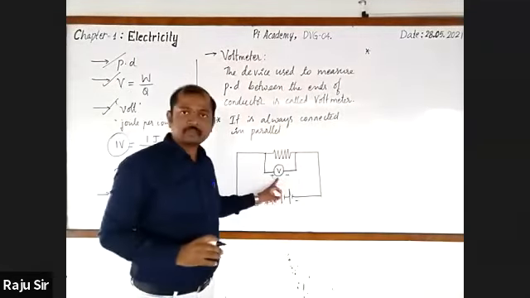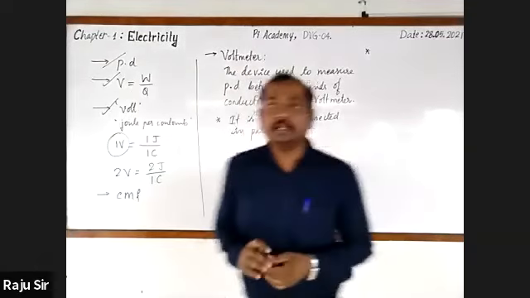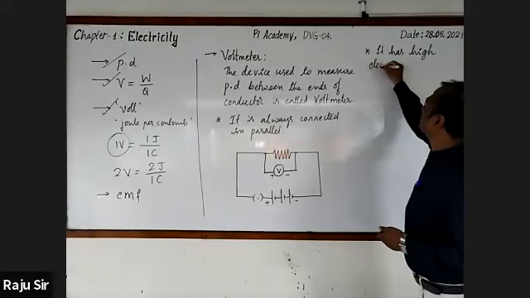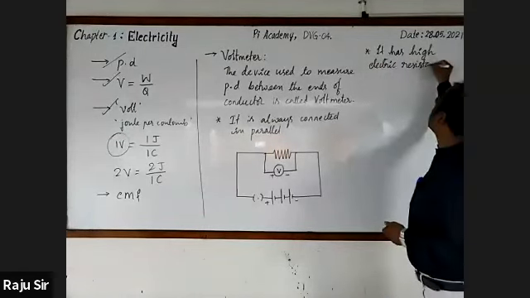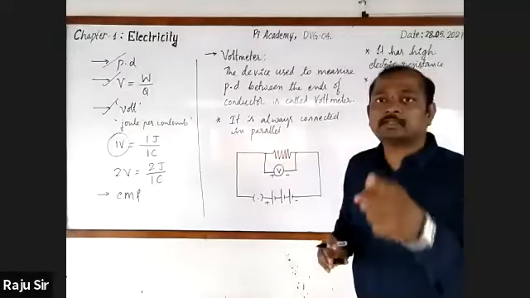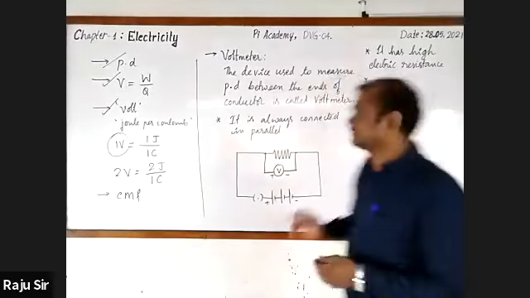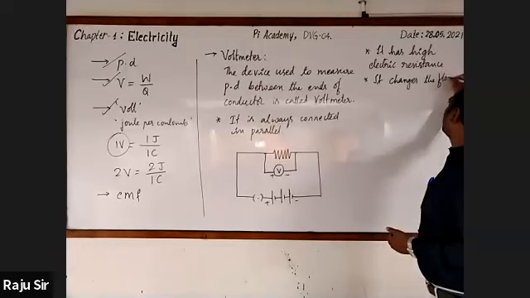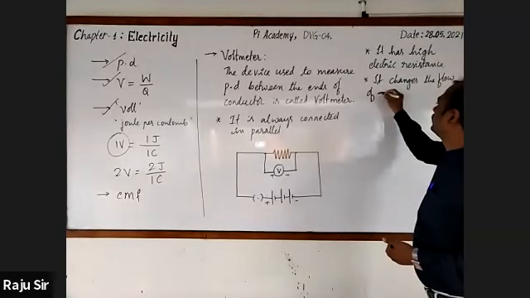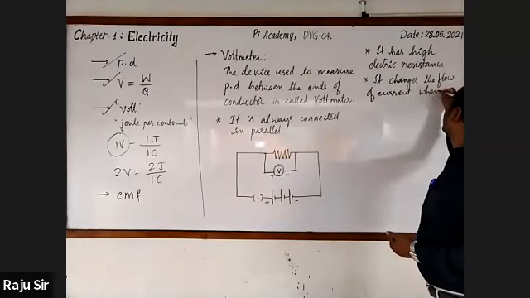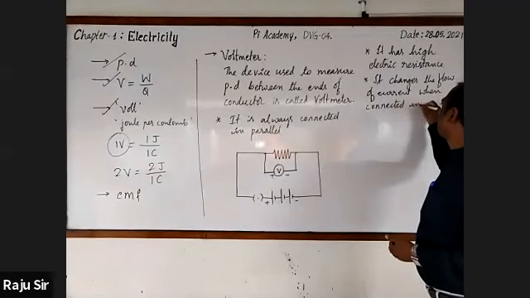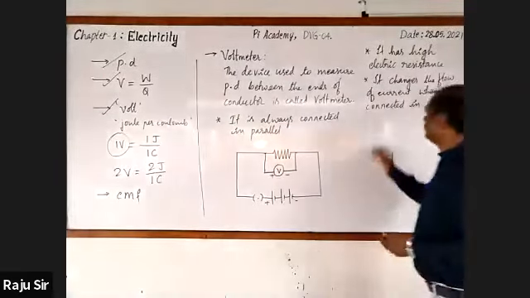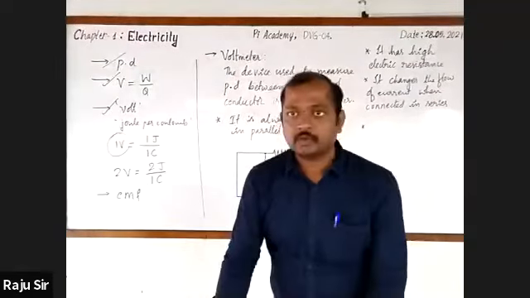Please, you must write with me. It is always connected in parallel because it has high electric resistance. This is the first reason. It has high electric resistance. And the second point is, it alters the flow of current in the circuit when connected in series. It changes the flow of electric current when connected in series. Hope that you have written.